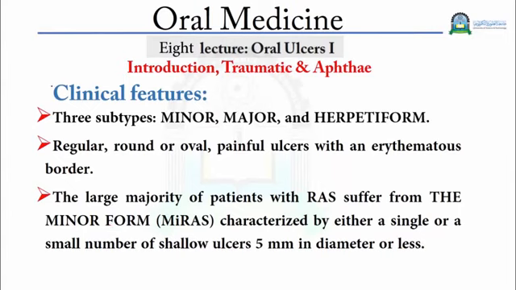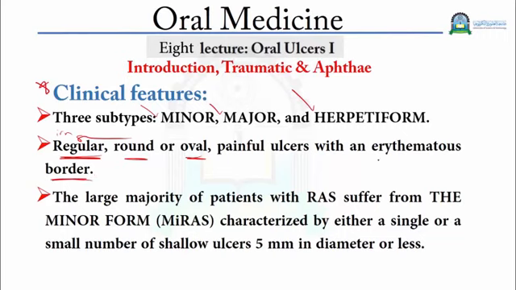Clinically, recurrent aphthous stomatitis may be presented as minor aphthous ulcers, major aphthous ulcers, or herpetiform ulcers. They are also regular, round or oval ulcers. This is opposite to the traumatic ulcerations we talked about before, which are irregular. But the recurrent aphthous ulcer is regular in shape, a painful ulcer with erythematous borders.